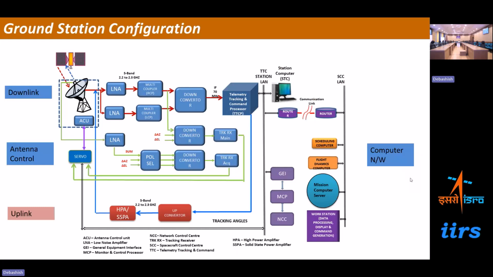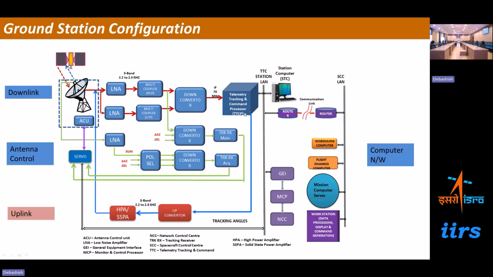Now if you see the downlink chain, it is configured with LNA. LNA stands for low noise amplifier. Then we have a multi-coupler, down converters, then the tracking, telemetry, tracking and command processor, or TTCP processor. So this is the downlink chain. When we get the data, if you follow the red line, the satellite telemetry comes via this and goes via the LNA chain, then via the multi-coupler, then the down converter, then goes to the TTCP, and then finally that data goes to the workstation where we can see the data.